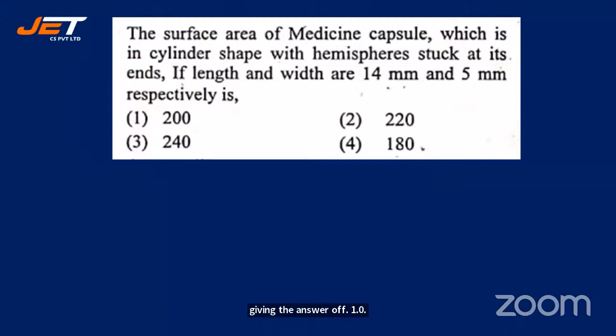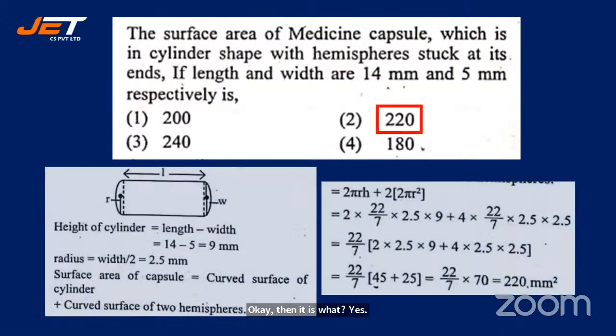The surface area of a medicine capsule, which is in cylinder shape with hemispheres stuck at its ends, if length and width are 14 millimeter and 5 millimeter respectively, then it is what? For this, the answer is 220. How? Here you have taken a cylinder. The height is length minus width, which is 14 minus 5, that is 9 millimeter. Now what is the radius? Radius is width by 2, that is 2.5 millimeter.